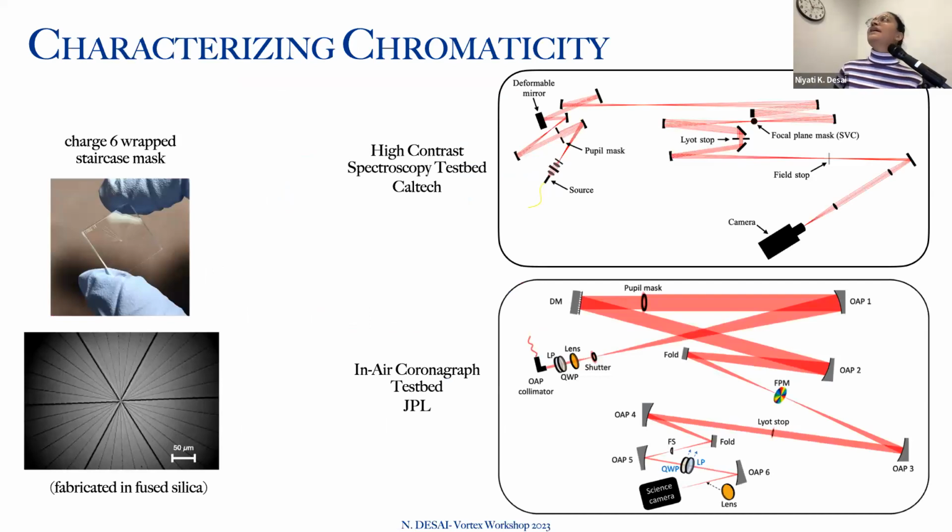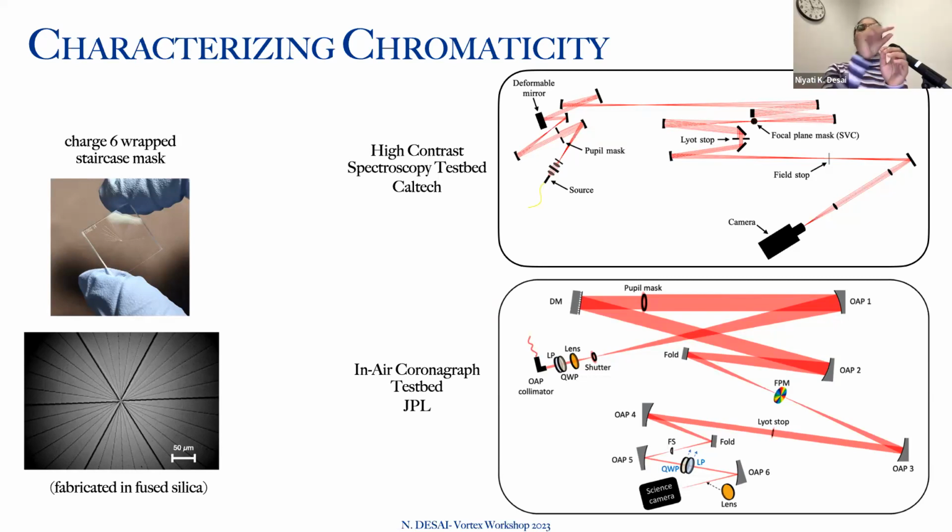So these are some of the test beds. The high contrast spectroscopy test bed, HCST at Caltech, shown on the top, and on the bottom is the in-air coronagraph test bed, IACT at JPL. These both have this particular scalar vortex coronagraph that's shown on the left installed on them currently. And this is a very simple charge 6 glass scalar vortex coronagraph design. You can see the microscopic image there.